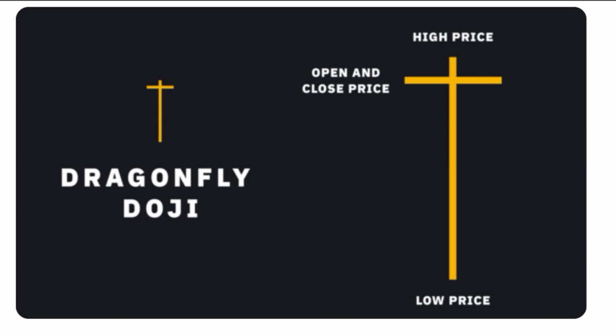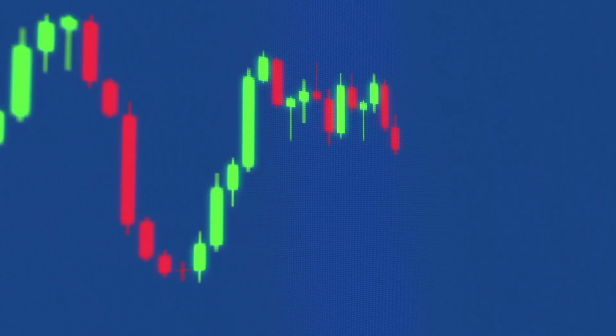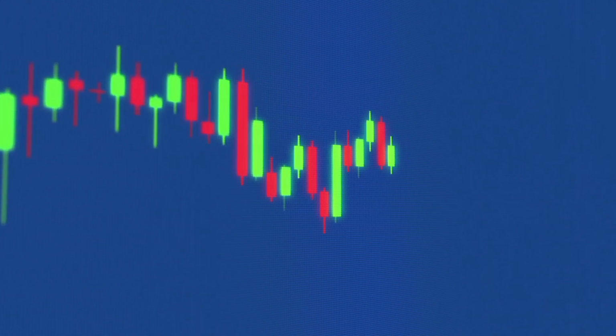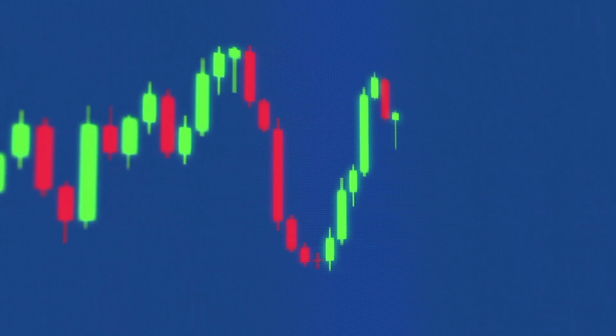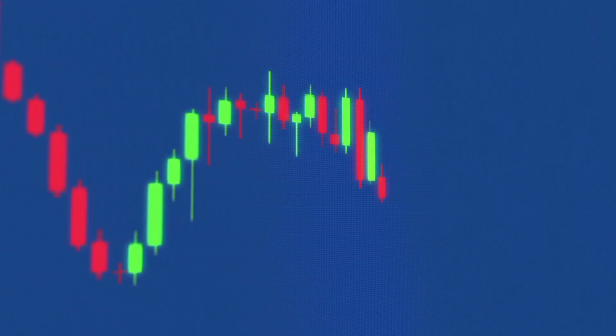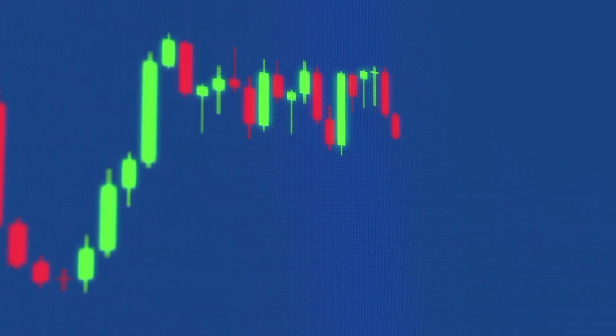Gravestone doji. This is a bearish reversal candlestick with a long upper wick and the open and close near the low. Doji candlestick pattern, gravestone doji. Long-legged doji. Indecisive candlestick with top and bottom wicks and the open and close near the midpoint. Doji candlestick pattern, long-legged doji. Dragonfly doji. Either a bullish or bearish candlestick, depending on the context, with a long lower wick and the open and close near the high. Doji candlestick pattern, dragonfly doji.